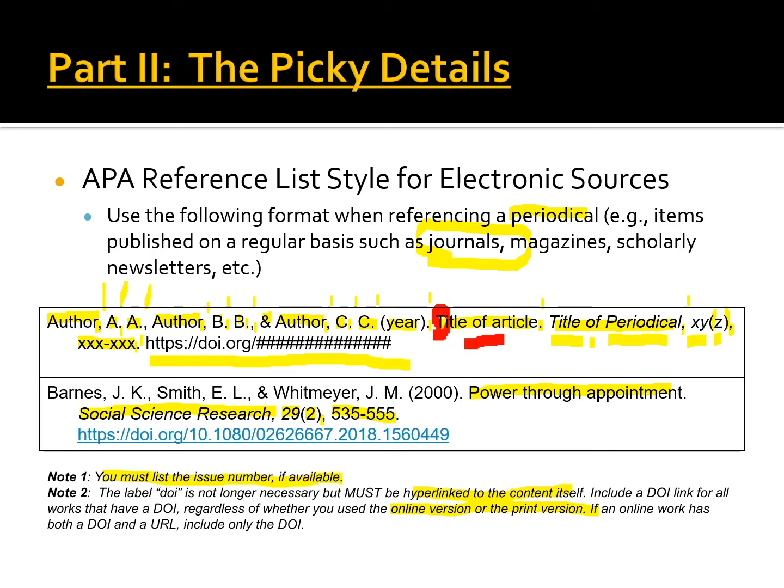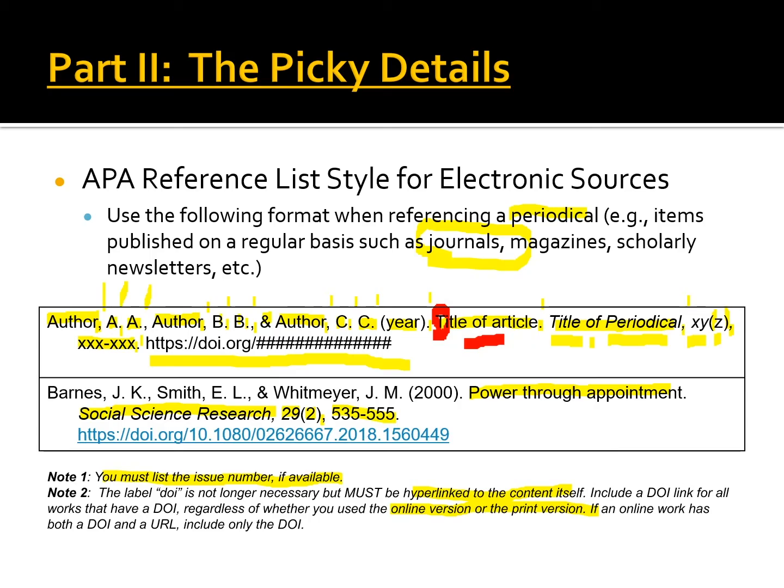And a DOI should be provided for any works that have a DOI, regardless of whether or not you use the online version or the print version. So let's say, for instance, that you went to the library and found an article in a journal and then photocopied it and brought it home. Well, you technically don't have the electronic version, but if it has a DOI, you have to cite the DOI.